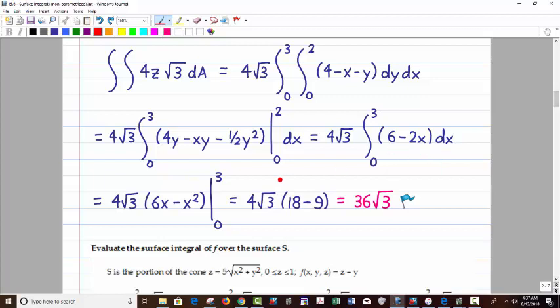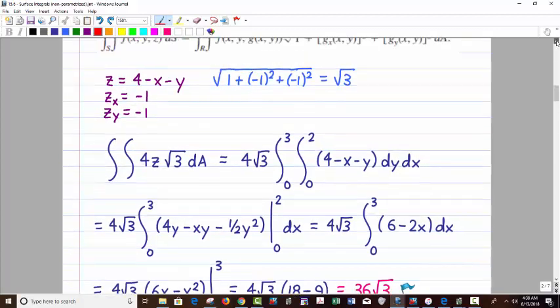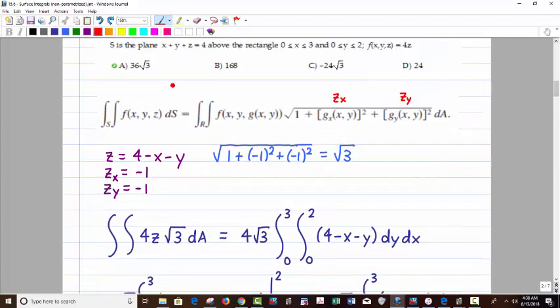The antiderivative of this will be 6x minus x squared, 0 to 3. Plug in 3, plug in 0, you'll get 9 right here. So if you multiply that out, you'll get 36 square root of 3. And look at what we have right there: 36 square root of 3.